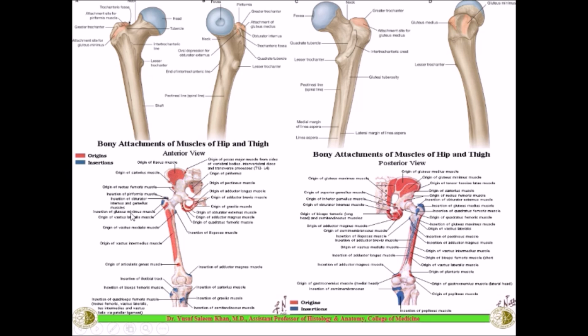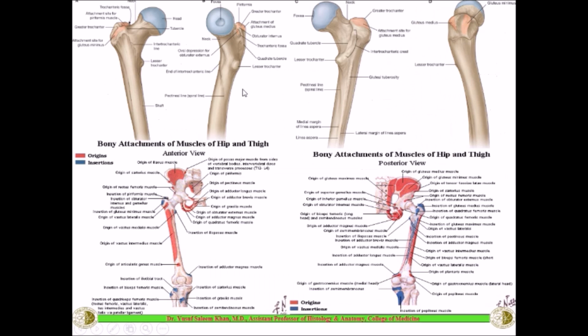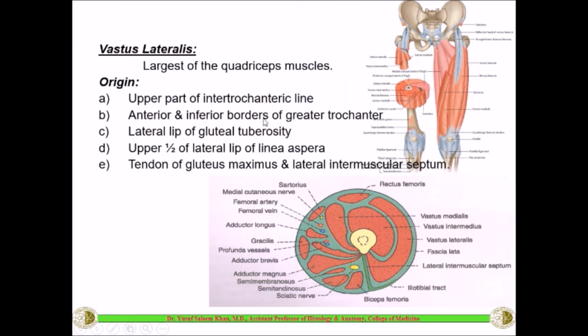Here they have shown you the origin of the vastus lateralis. So it takes origin from the upper part of the intertrochanteric line, then also the anterior and inferior borders of the greater trochanter. Where is the anterior and inferior border of the greater trochanter? So this is the greater trochanter here. Just below that will be the anterior. This is the anterior because this is anterior view, anterior and inferior. Below the greater trochanter, this is the inferior. So here you can see, this is the anterior and inferior borders of the greater trochanter.